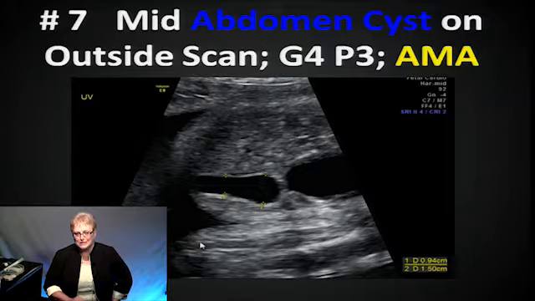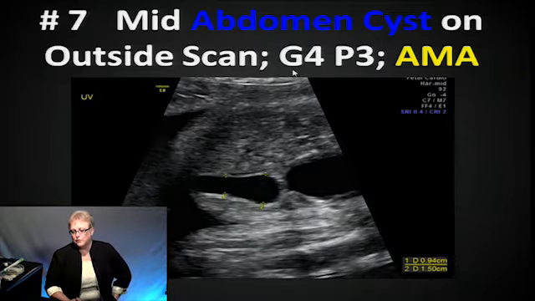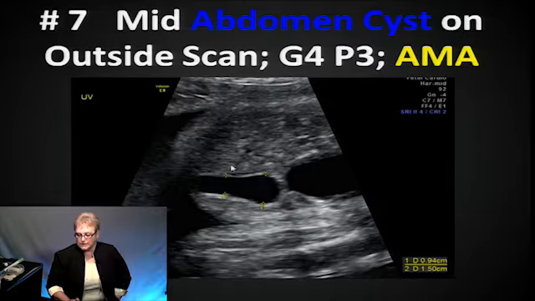One more abdominal cyst, because you'll get a lot of referrals for abdominal cyst. So, mid-abdominal cyst on outside scan, gravida 4, para 3, AMA, advanced maternal age. Now this cystic structure we see is a little bit lower in the abdomen, right above the bladder.